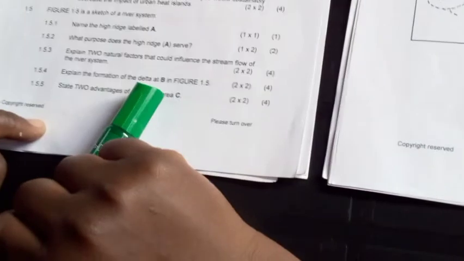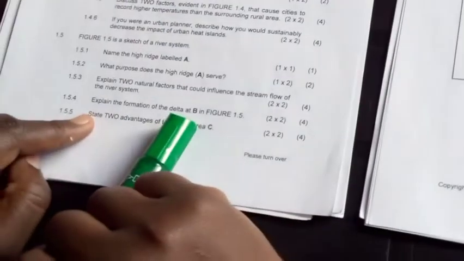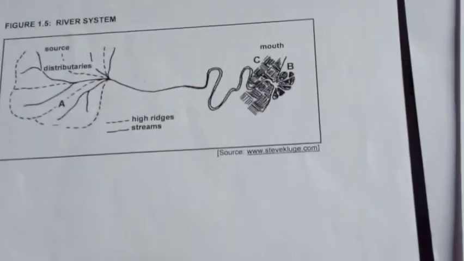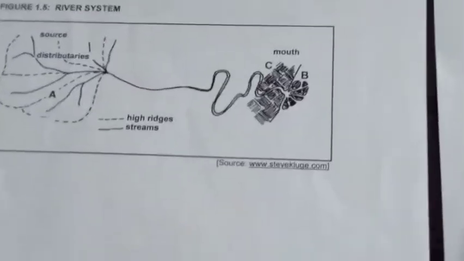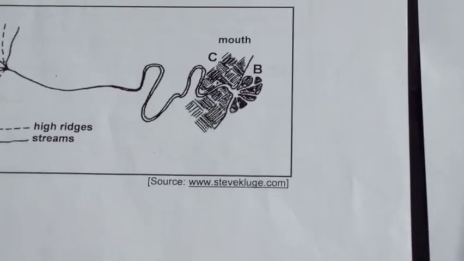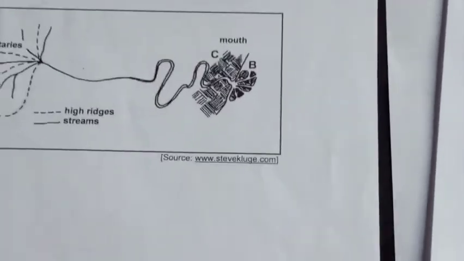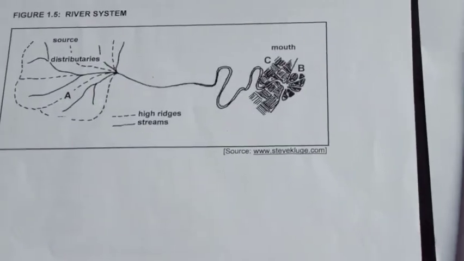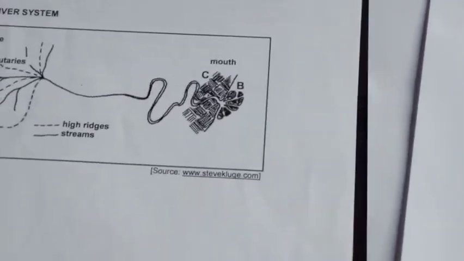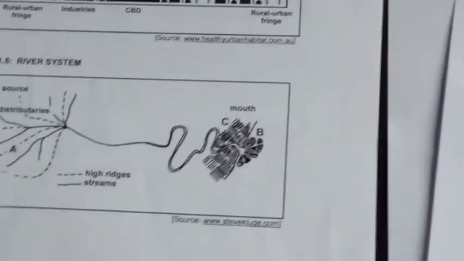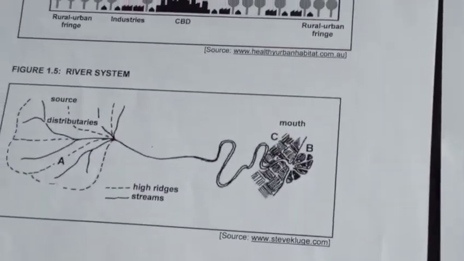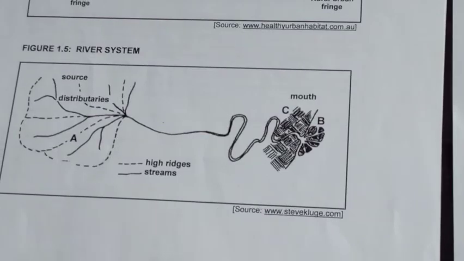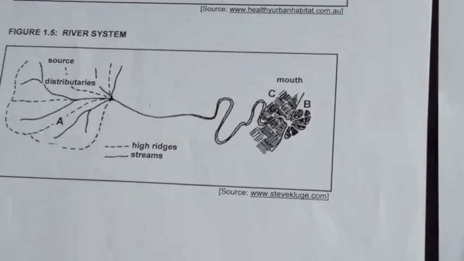Now, can you explain the formation of the delta at B? The delta forms at B because the river flows on level ground. And as the river is approaching the level of the gentler ground, the river loses energy and deposits some of its material, hence forming the delta that we can see there.